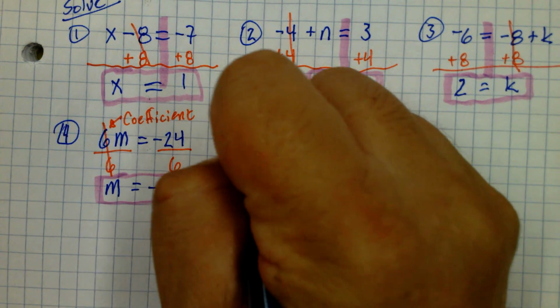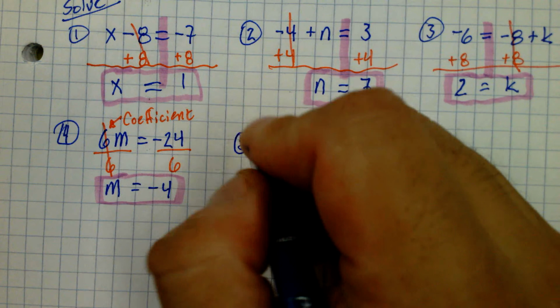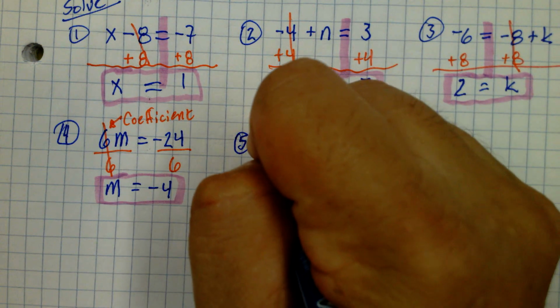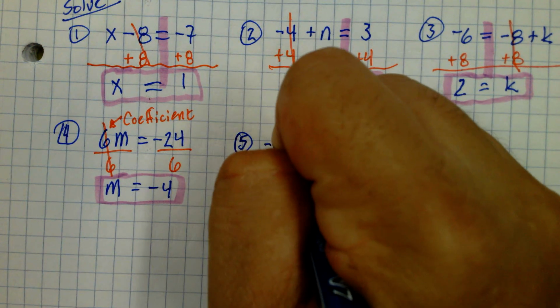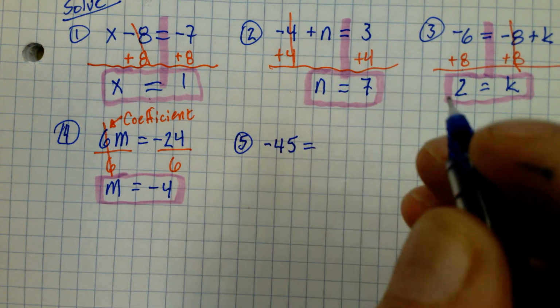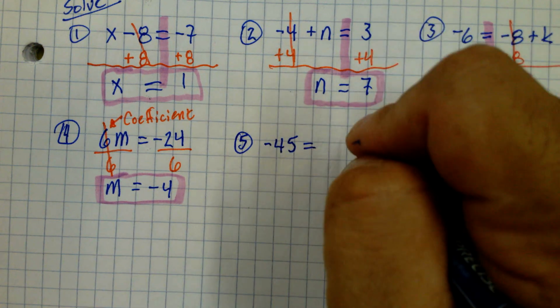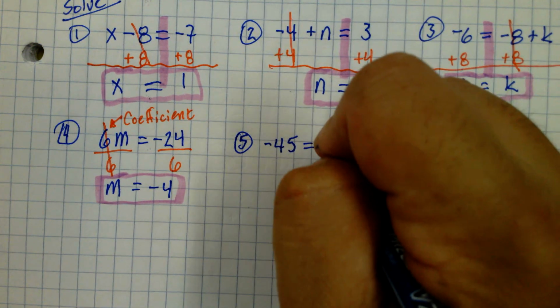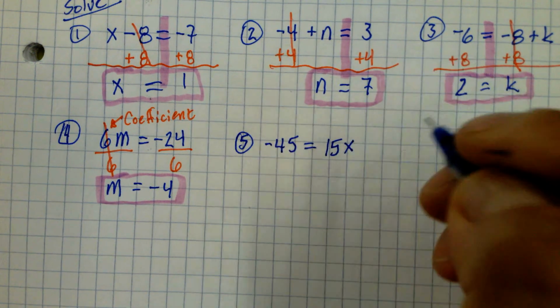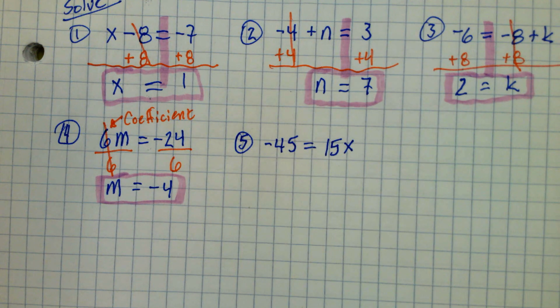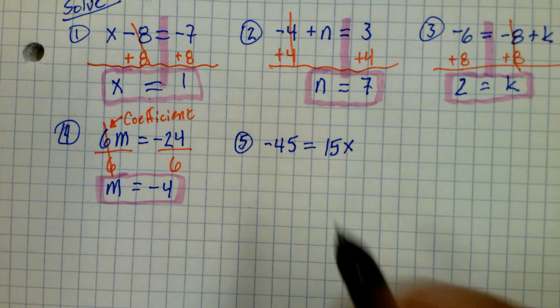This is number 5. Let's do negative 45 equals 15 times x. So our coefficient is 15. So guess what I have to divide by? 15.